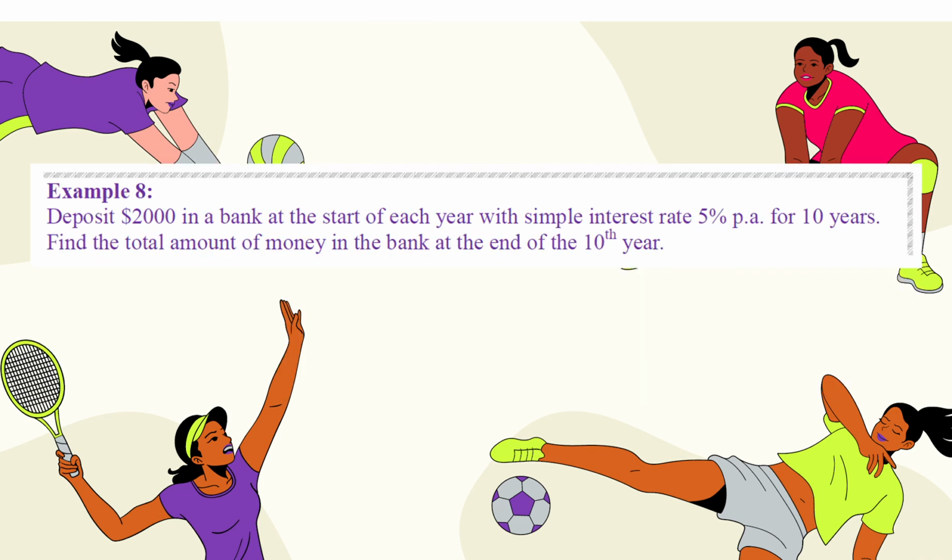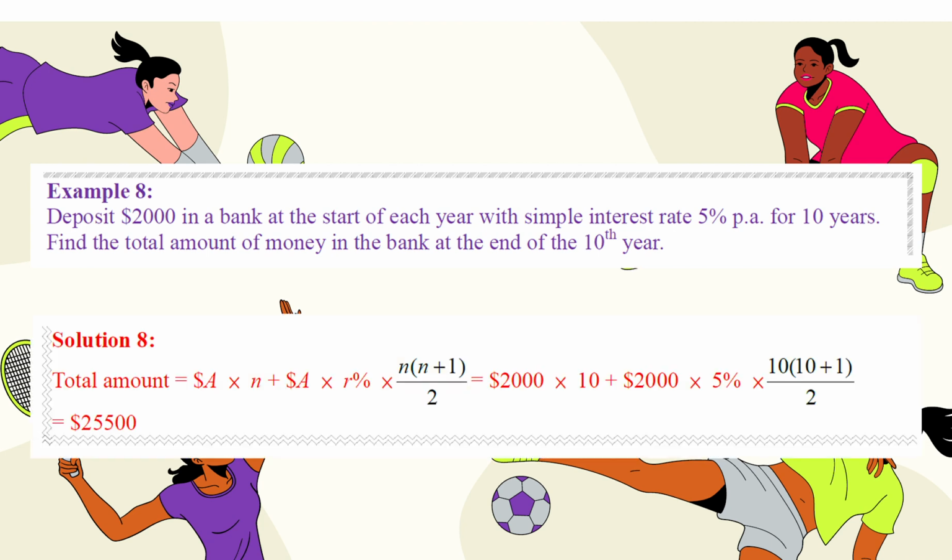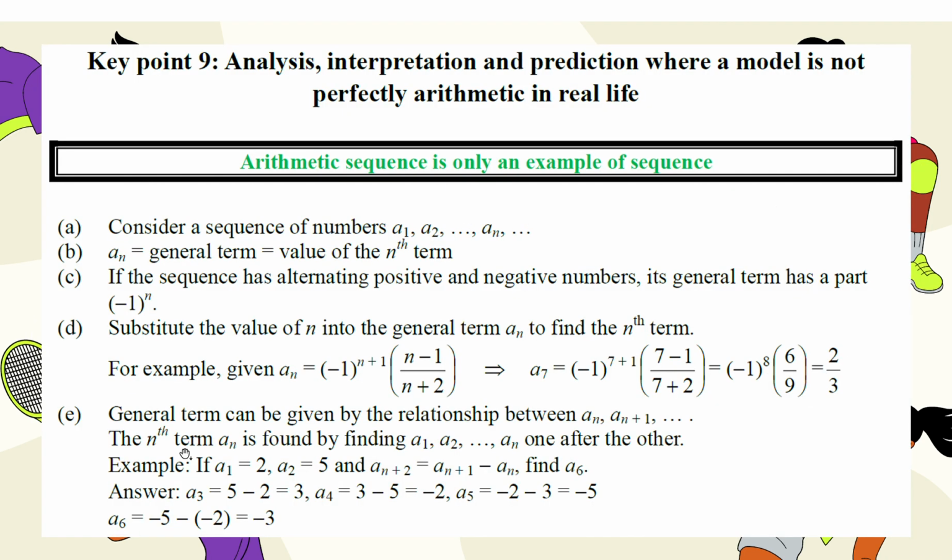Application now. How to work on it? Remember the concept. Pause it and work it. Welcome back, checking time. See if you got it. Yes, you got it. 35,500. Well done.